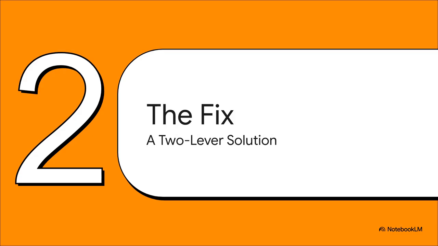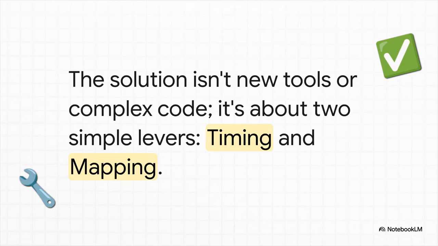But hey, here's the good news. The fix is actually surprisingly straightforward. It really just comes down to pulling two simple levers. So you can relax. You don't need to go out and buy some fancy new software or hire a developer to rewrite a bunch of code. All we have to do is get the timing right and correctly map those consent signals. That's it. Simple as that.